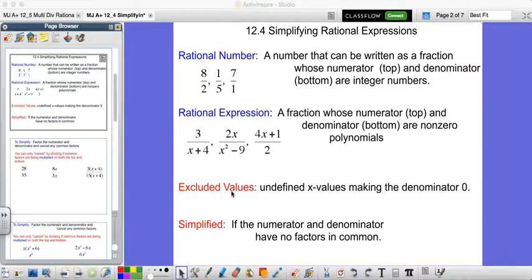Another definition to get out of the way is an excluded value. An excluded value is an x value that would make the denominator 0, which makes the entire expression undefined. So for example, an excluded value for 3 over x plus 4 would be where x is equal to negative 4, because negative 4 plus 4 is 0, and you can't divide by 0. So the idea is an excluded value is any x value that makes the denominator 0. And we say that a rational expression is simplified if the numerator and denominator have no factors in common.